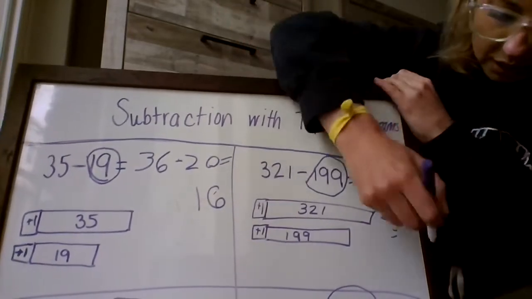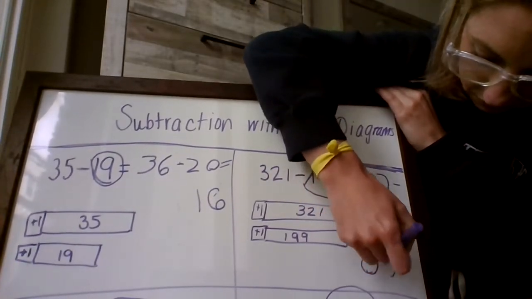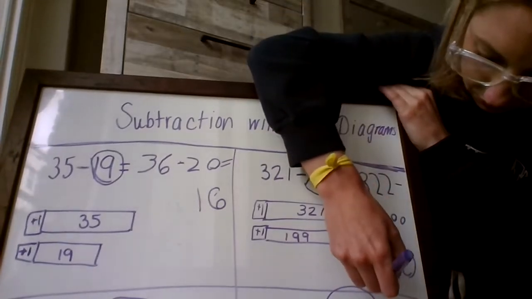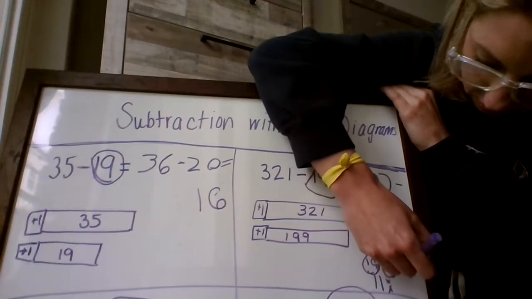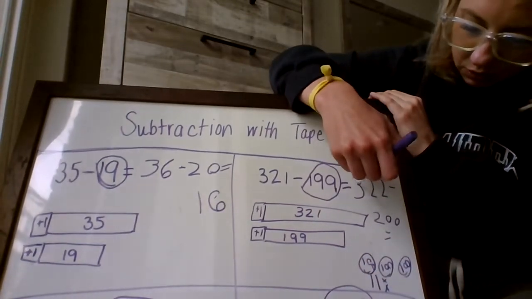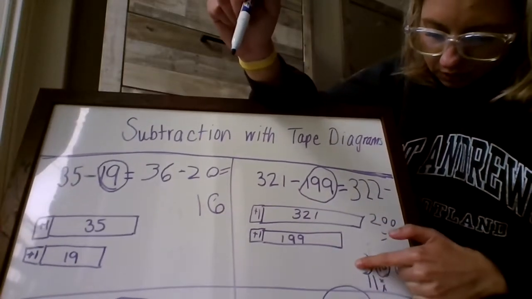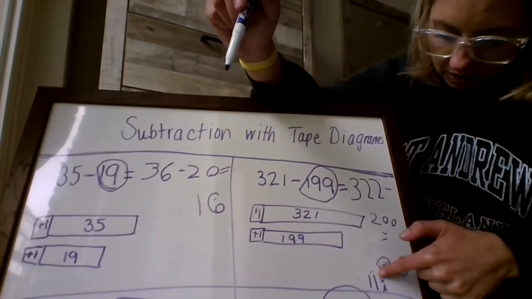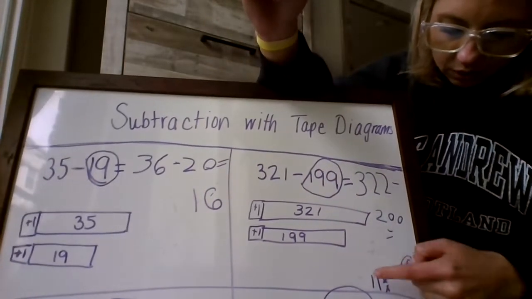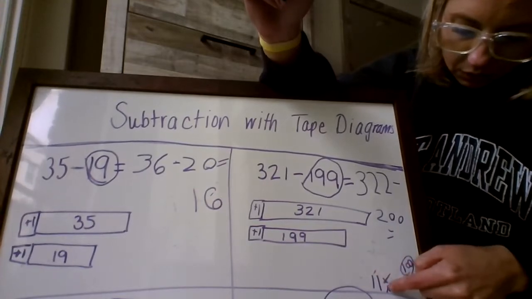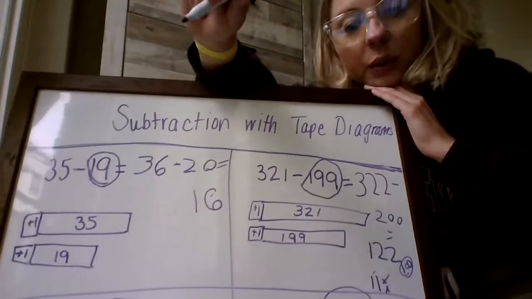So 322. These are all hundreds. 300, 2 tens, 2 ones, and I want to get rid of 2 hundreds. Good, watch what I do. Easy. What is left? 100, 20, 21, 22. Our answer is 122. That was so easy to figure out.